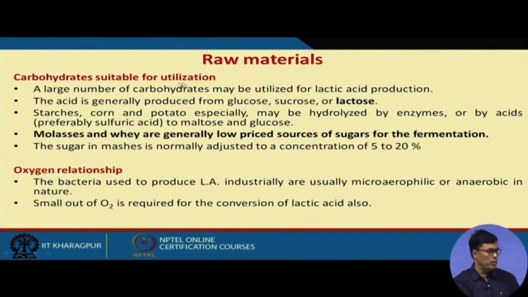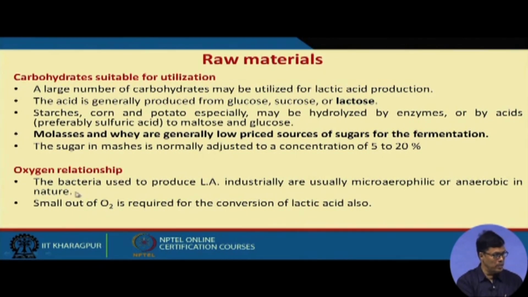Now, carbohydrates suitable for utilization: a large number of carbohydrates may be utilized for lactic acid production. The acid is generally produced from glucose, sucrose and lactose. Starch, corn and potato especially may be hydrolyzed by enzyme or by acid prepared with sulfuric acid to maltose and glucose. Molasses and whey are generally low-price sources of sugar for the fermentation, because we have already seen that cane molasses is used as a raw material for the citric acid industry. Then sugar in maize is normally adjusted to a concentration of 5 to 20%.